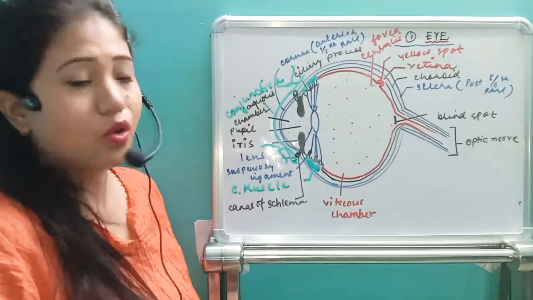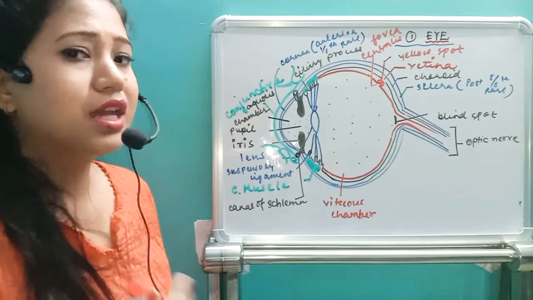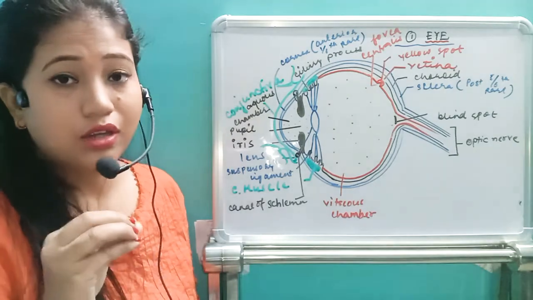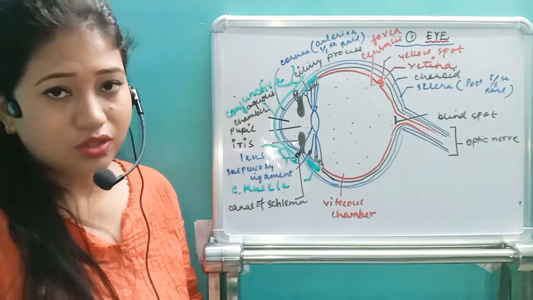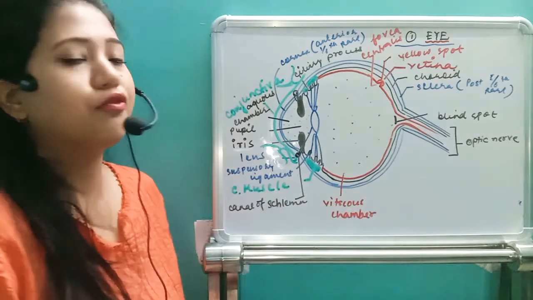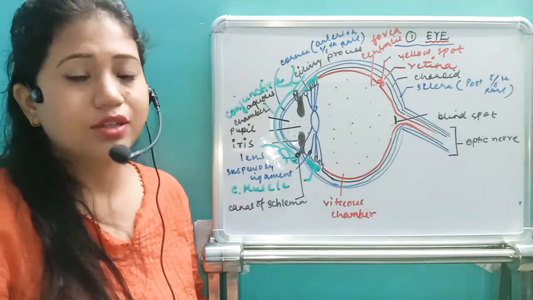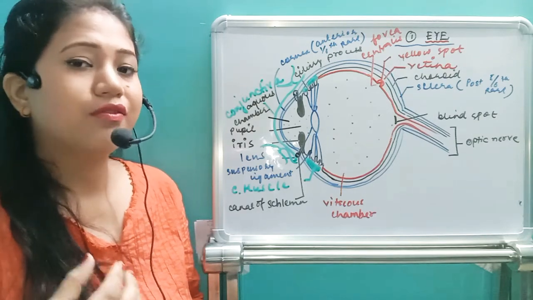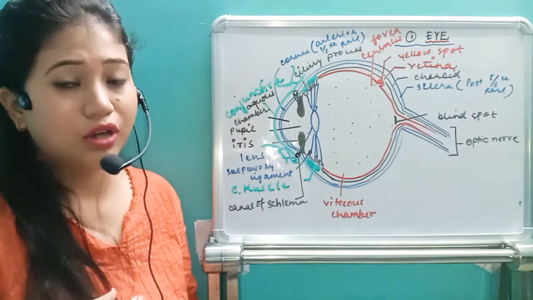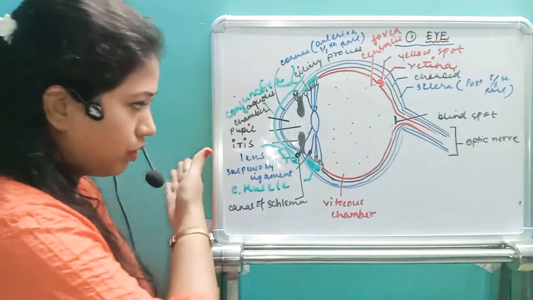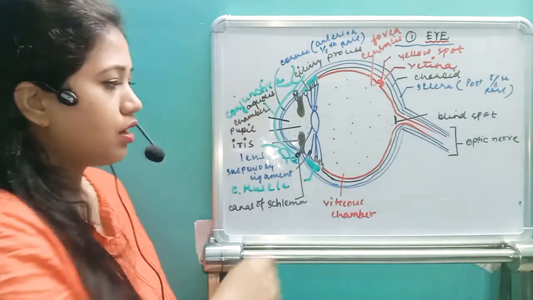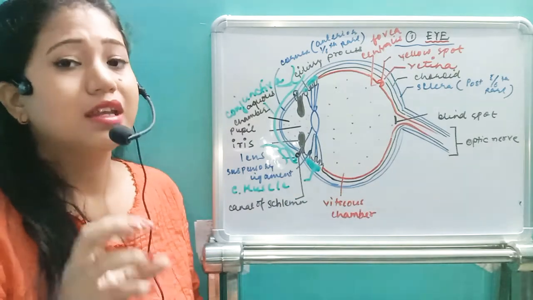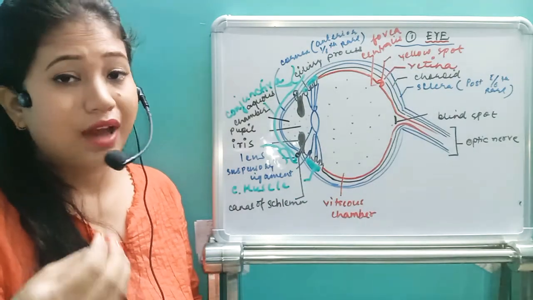Normally the light focuses on the yellow spot. Why is it the yellow spot? Because it is going to have the maximum cones in it. So maximum cones are present in the fovea, and as I already told you, the cones are sensitive to bright light. If the light enters and falls on the cornea, it will pass through the aqueous chamber via the lens and fall on the yellow spot. Then in that fovea we have more cones.